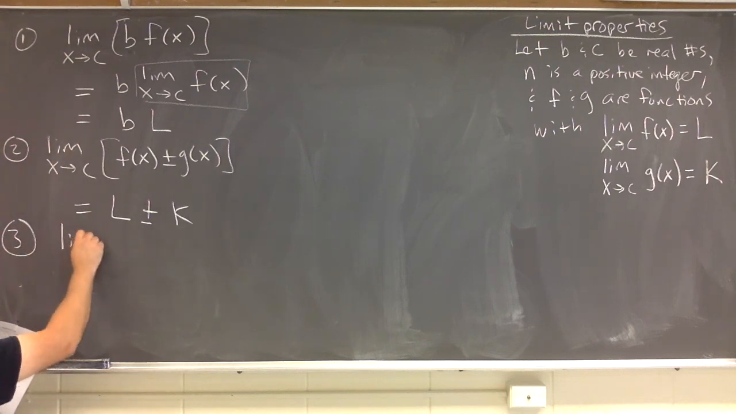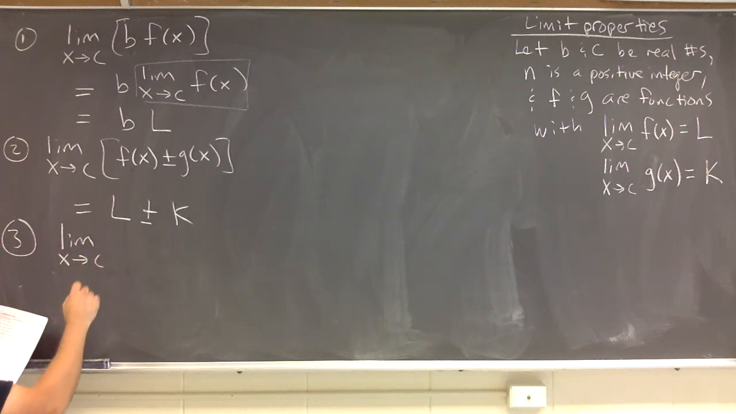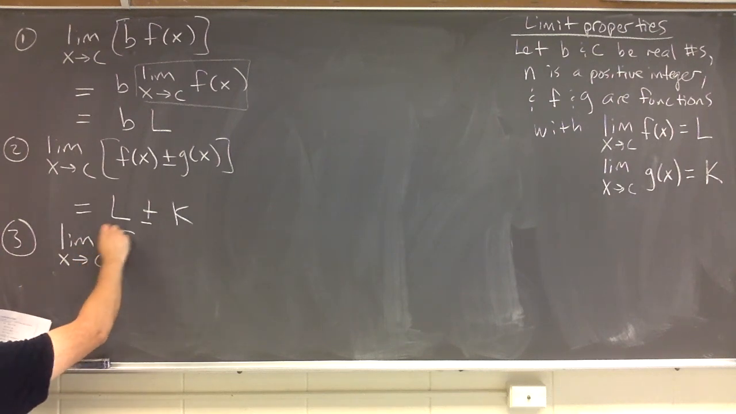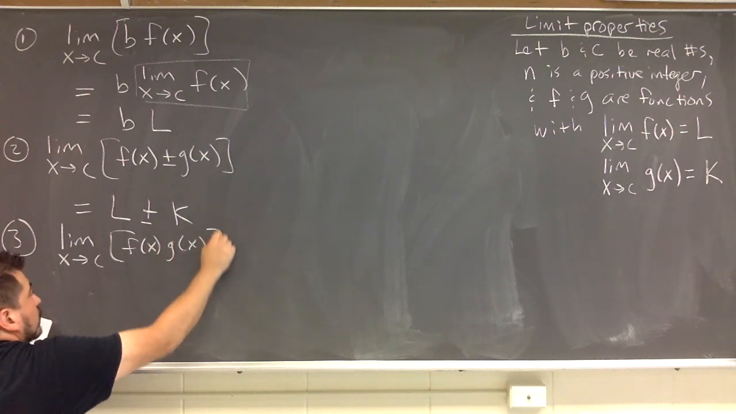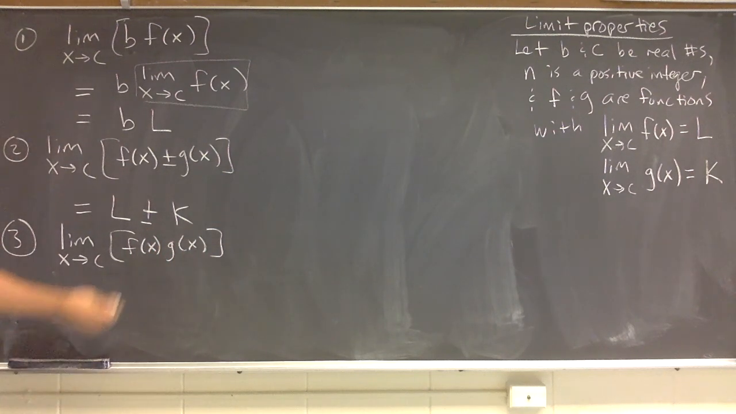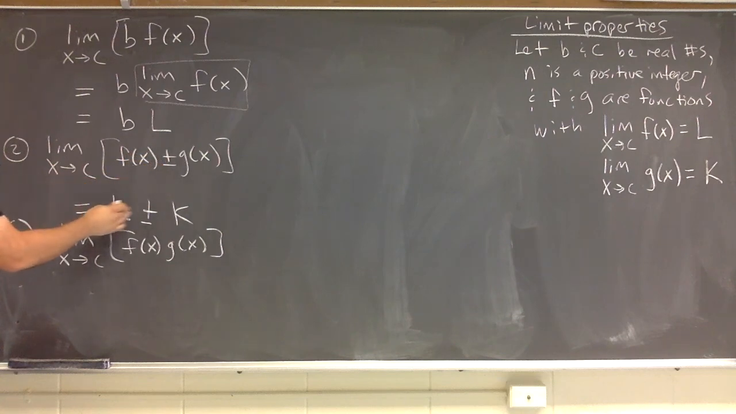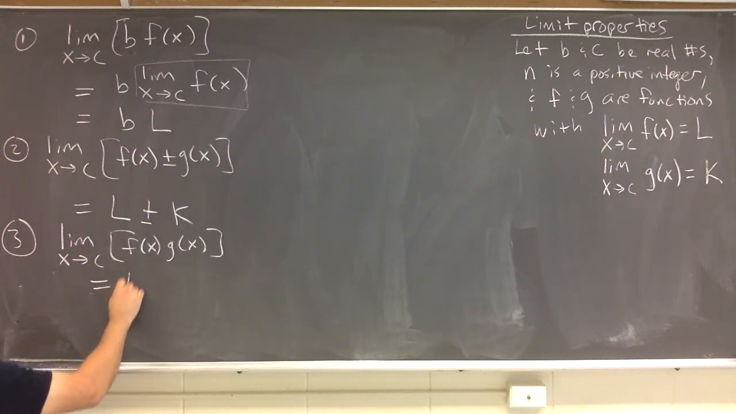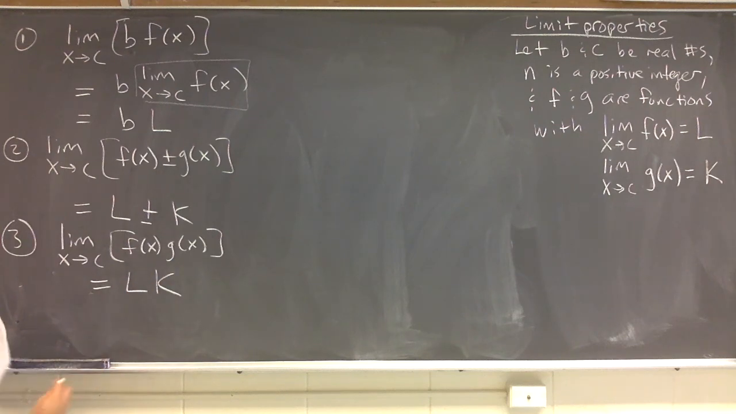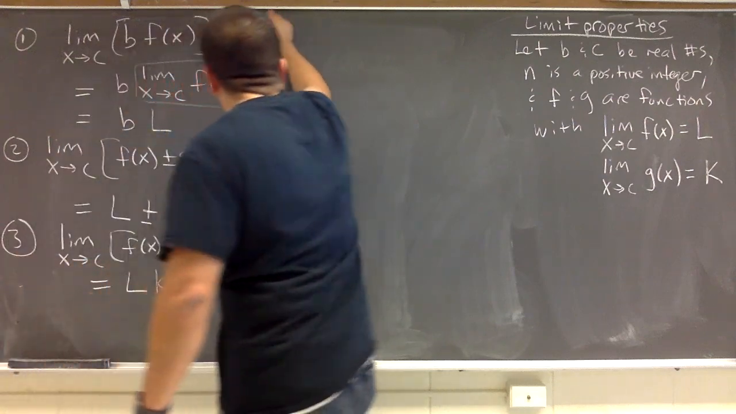Next, let's say I want to do the limit as x approaches c, and we're multiplying two functions. Okay. Same idea. If we're adding or subtracting, you just add or subtract the limits. If we're multiplying, then you can just multiply the limits. So you have L times k.